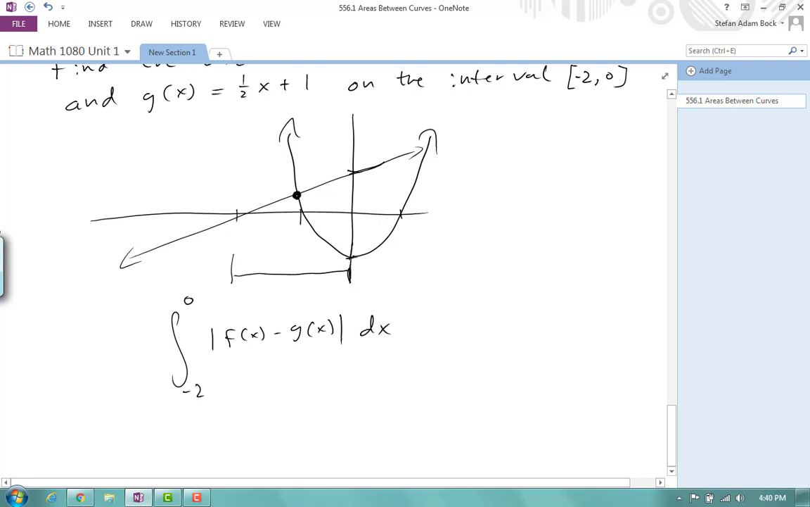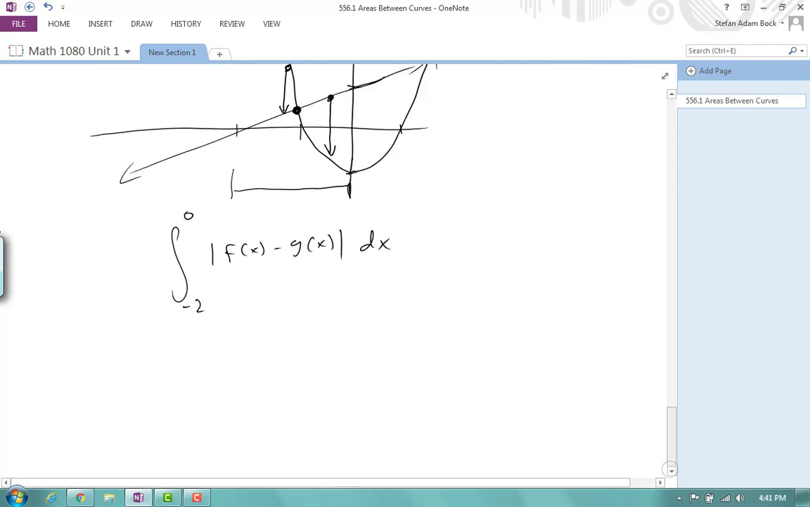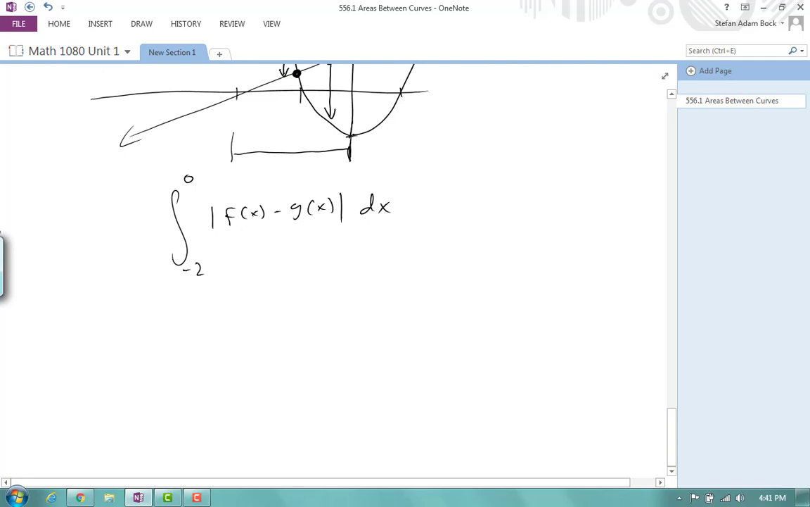Because I see here that they cross, and on the right-hand side, my line is the function on top. But on my left-hand side, my parabola is the function on top. So I'll find out where they cross. I'll set f of x equal to g of x, which is 1/2 x plus 1 equal to x squared minus 1. And I'll try to solve for the x values where this is true.